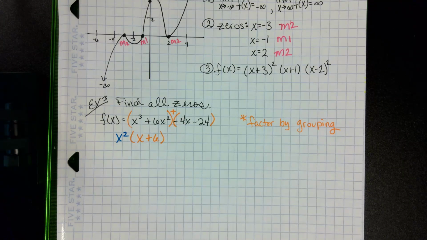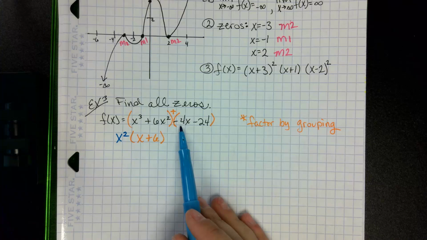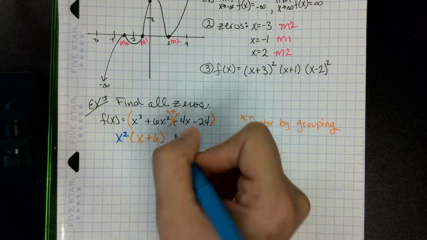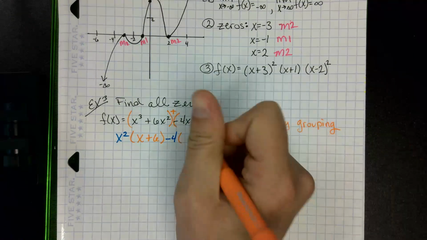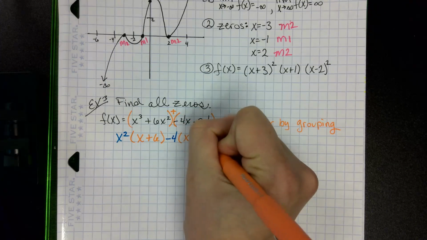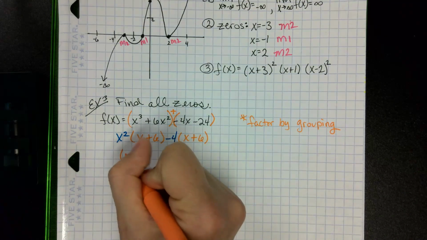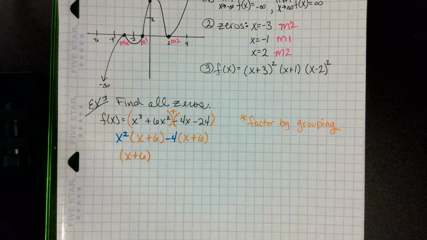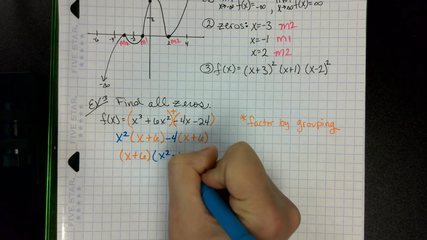Then I look at the second group, or I look for a GCF. I know I'm going to want to match x plus 6. So that first term, negative 4x, I want that to be positive, so I'm going to factor out a negative 4. So then I have x plus 6 left behind. My repeating part is a factor, x plus 6. What's left behind is a factor, x squared minus 4.